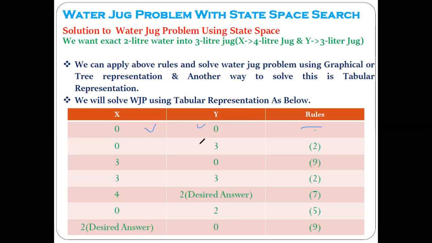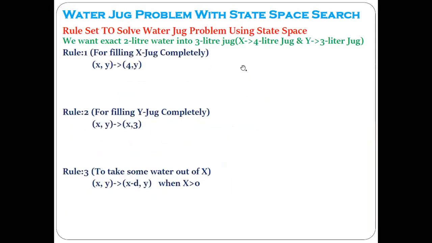Now the second step is that we'll pour the water, or we'll try to fill the entire Y jug fully. In order to fill the Y jug completely, we have rule number 2. You can see that if you want to fill the Y jug completely, you can apply this rule: X comma Y implies X comma 3.